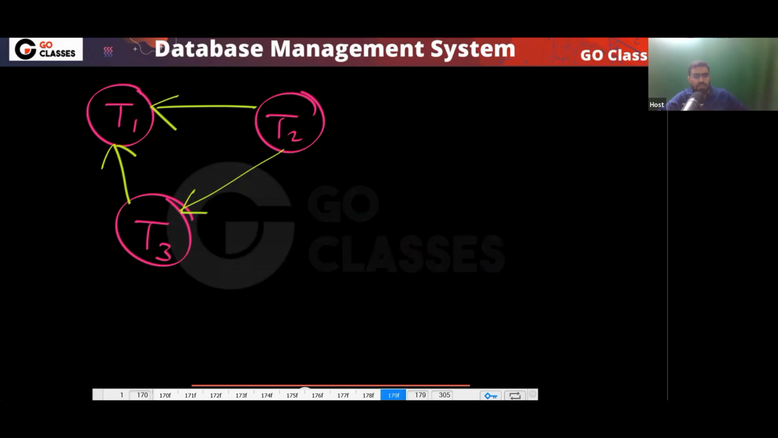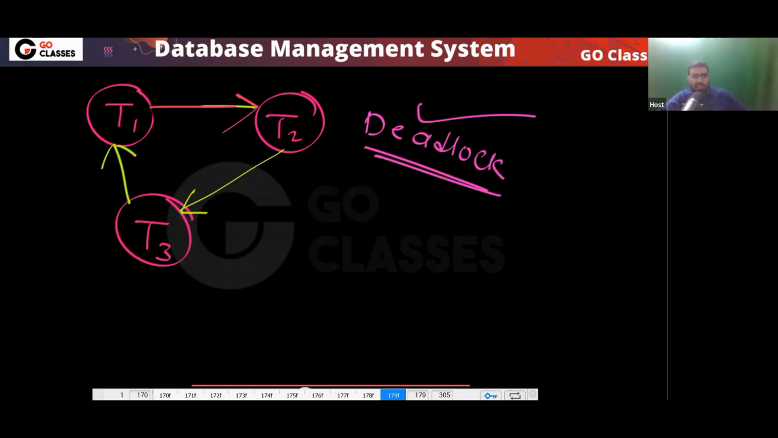Now you tell me about this one. If I do this, then what will happen? Now T2 is waiting for T3, T3 is waiting for T1, and T1 is waiting for T2. Then this is called deadlock. This is the situation of deadlock.